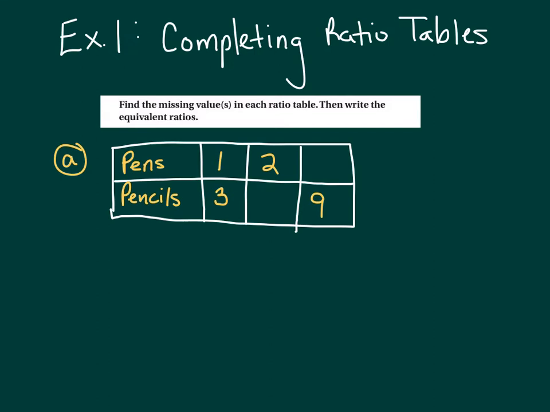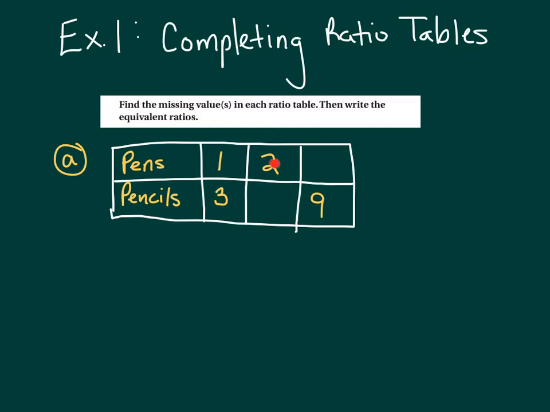In example 1, we're going to be completing ratio tables, and the directions tell us to find the missing values in each ratio table, then write the equivalent ratios. So in the last section we were talking about interpreting ratios, and this one says for every 1 pen there are 3 pencils, and then we've got some numbers that are filled in, and we're going to find these missing numbers right here.